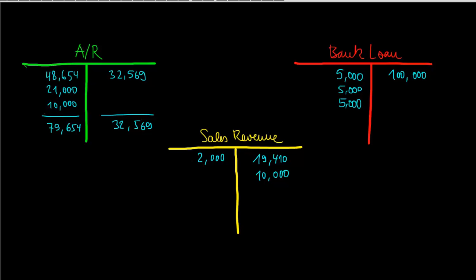The next step is that we subtract the smaller number from the bigger number and write the result on the side of the bigger number. So 79,654 minus 32,569 comes out to be 47,085. And this is the final balance of the accounts receivable account.